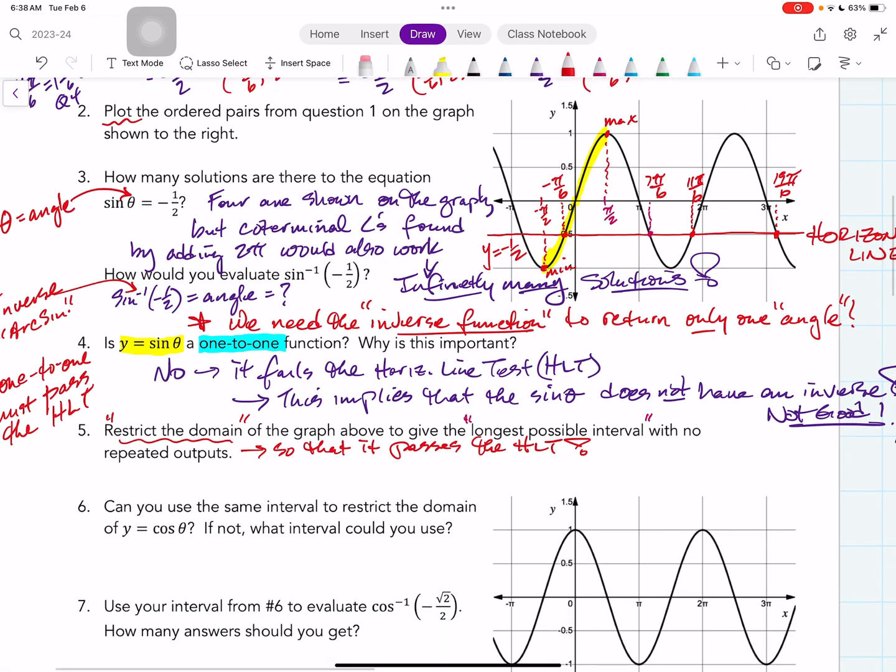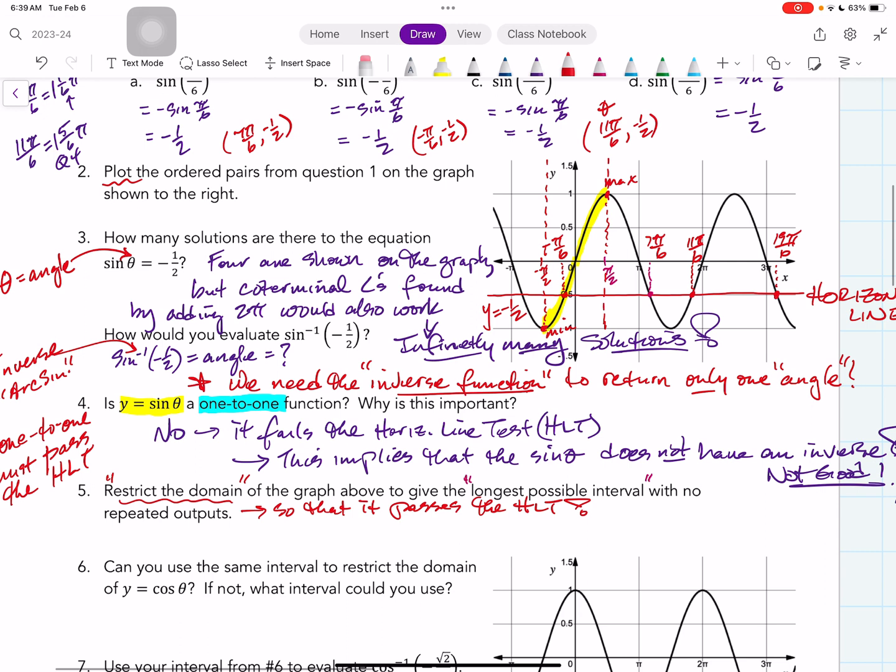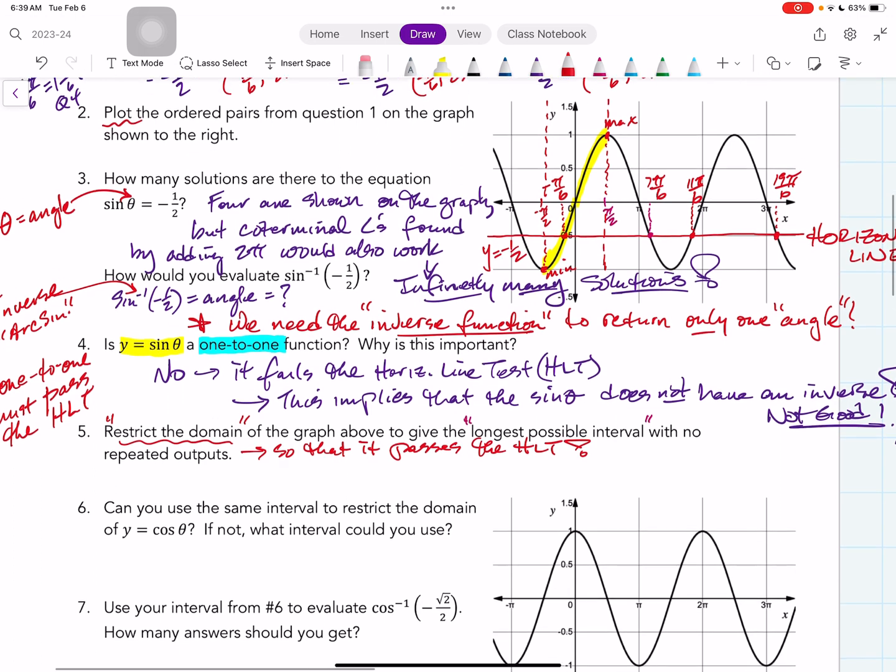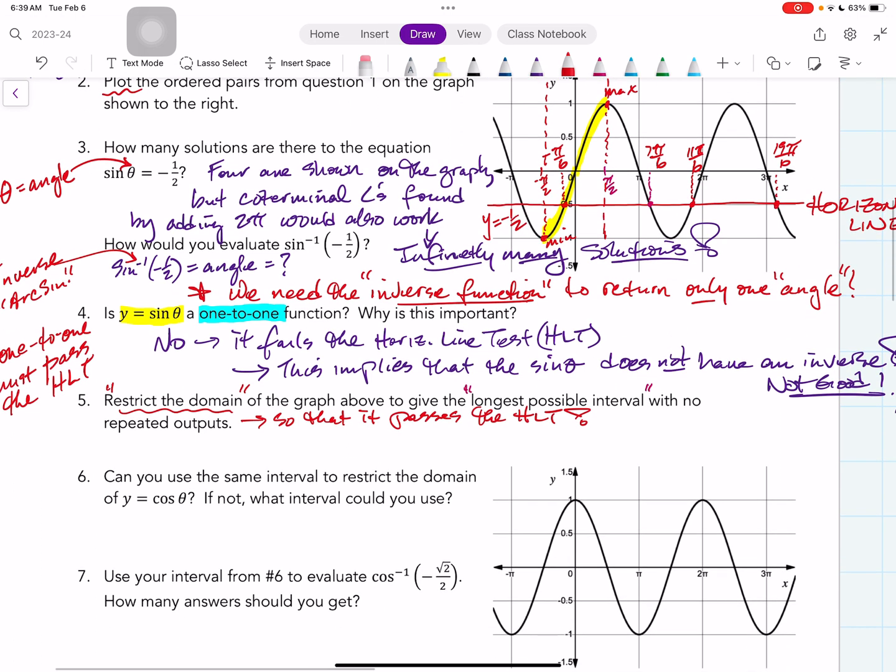Okay, so what we want to do is restrict it here. Let's draw some vertical lines. We want to restrict it from negative pi halves to pi halves, restrict the function so it does have the inverse. And so let's respond to number 5 here. So our restriction now, okay, restrict the domain.